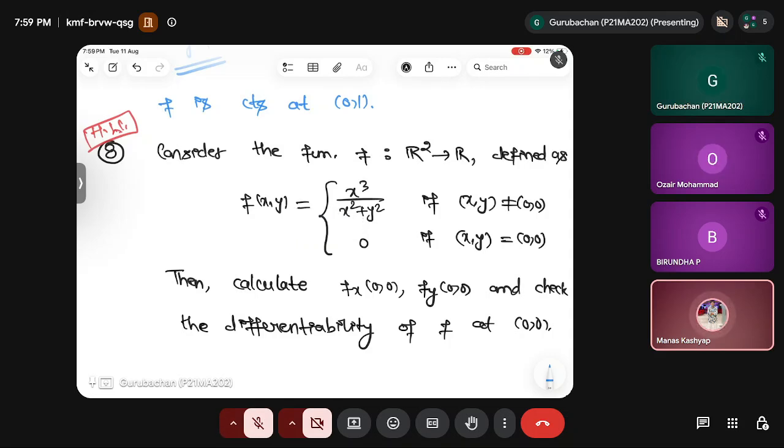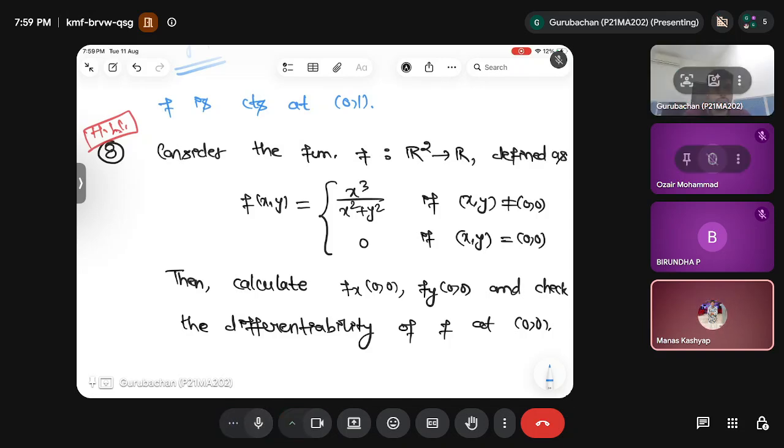Sir, next class we will start with Euler's theorem, no? Here we missed. Sorry. In the next class we will go with week four. Yes, week four. Euler's theorem and all. Taylor's theorem we will discuss in the next class.